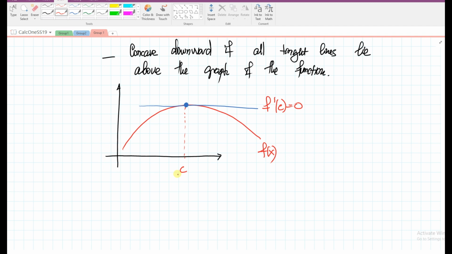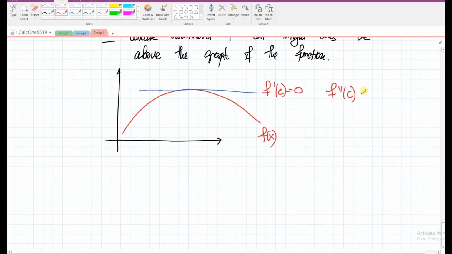You take the second derivative of this function at this point. And this is now what? Negative, right? Why is it negative? Because this is concave down. If it is concave down, then the second derivative is negative. If it is concave up, then the second derivative is positive. But if it is concave down, it means that it is a maximum. So this is for the local maximum.